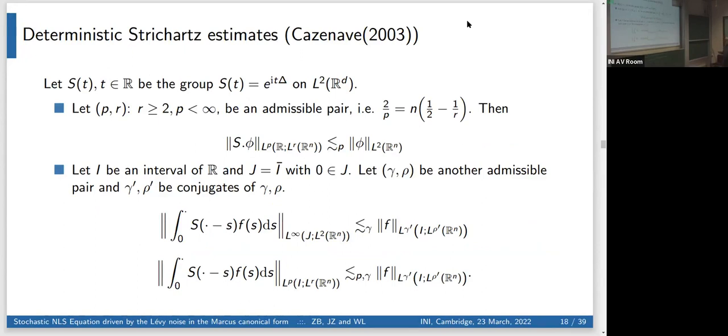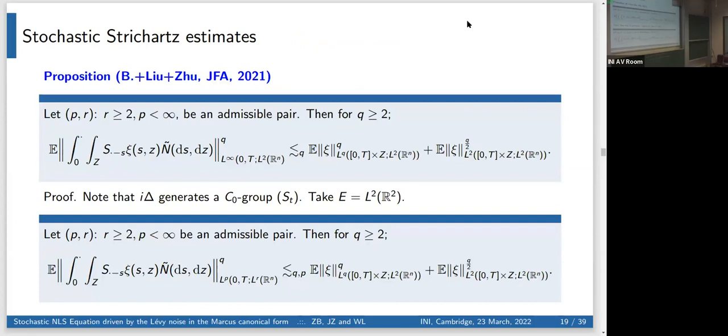And this can be generalized to the inhomogeneous Strichartz estimate, as it is here. And this inhomogeneous Strichartz estimate can be generalized to what we proved with these two people, namely, if I consider a stochastic convolution process with respect to a Poisson random measure, the expected value in this space is bounded by two elements with respect to the integrand process psi. And there is a very tricky proof of that inequality.